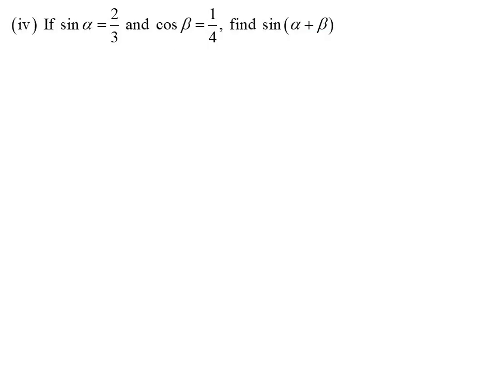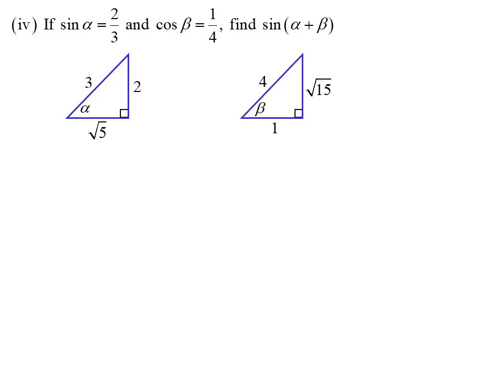They've told me sine alpha is 2/3 and cos beta is 1/4. They want us to find the sine of alpha plus beta. Well, I'm just going to draw up triangles here so I can read off them the ratios. Sine alpha is 2/3, bit of Pythagoras, the other side's root 5. Now, don't make the mistake of thinking these angles are in the same triangle. Clearly they're not, because the cosine of beta, how would I get 1/4 out of that? It's a different triangle, the other side's root 15.